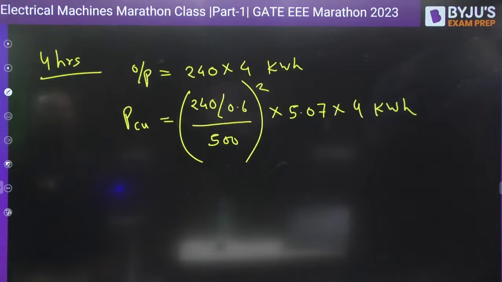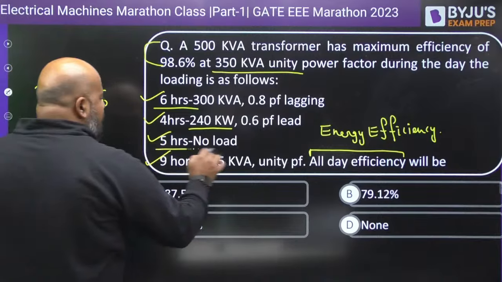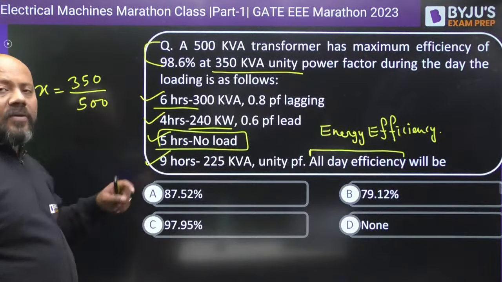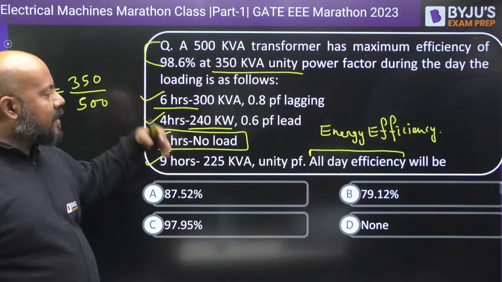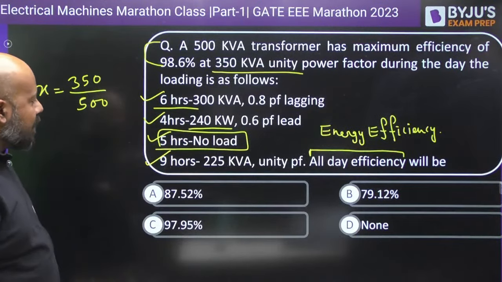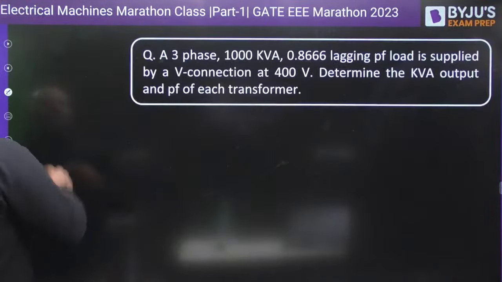Okay. Next, 5 hours, no load. And I told you, even if there is no load, core losses will happen. So core losses will be happening all the time. All the 24 hours, core losses will be happening. Next is 9 hours. Now you can solve for 9 hours.